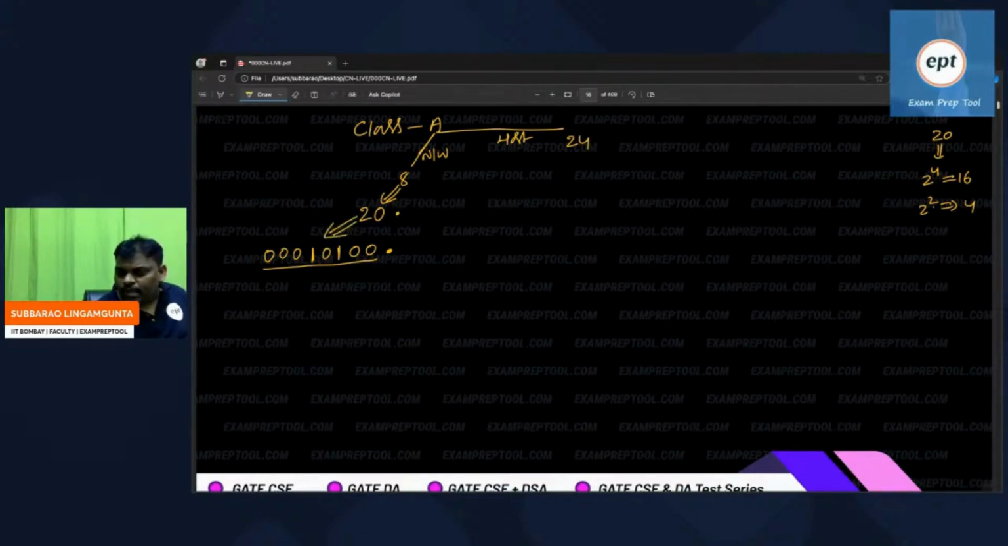Because it is a class A series, the starting number is 20. Starting number 20, class A. If you want, you can check. See, the first bit is 0. Network purpose 8 bits. Using 8 bits, I represented 20. Because 20 belongs to class A, the first bit automatically becomes 0.